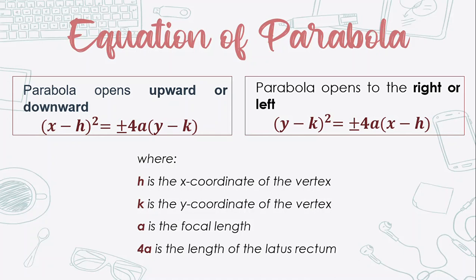Now, as you can see, we have positive or negative. If 4a is positive, our parabola will open upward or to the right. On the other hand, if 4a is negative, then our parabola will open downward or to the left. So those are the equations of parabola in standard form.